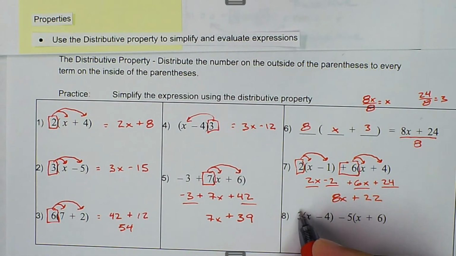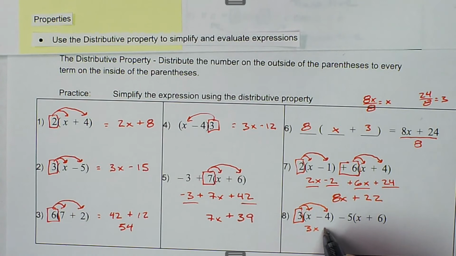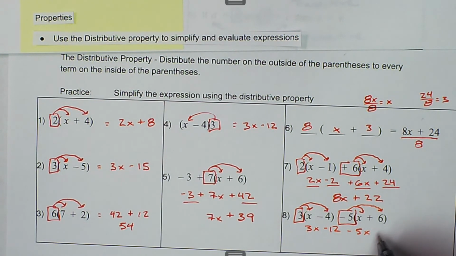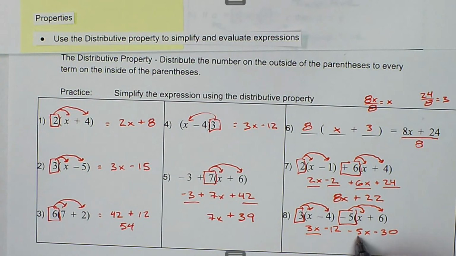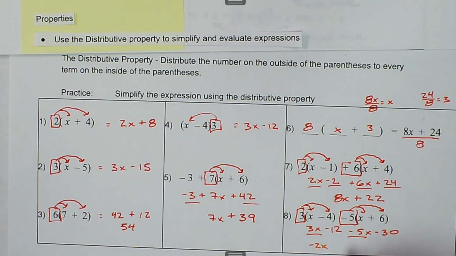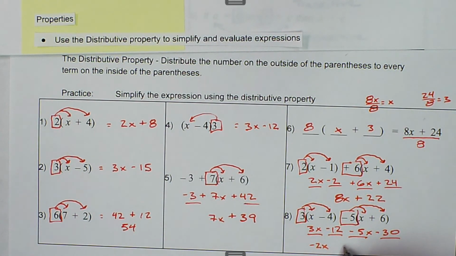And then the last example here, we have 3 times x, which is 3x, and 3 times negative 4, which is negative 12. And then we have negative 5 times x, which is negative 5x, and negative 5 times 6, which is negative 30. And then we have x and negative 3x and negative 5x, which is negative 2x, and negative 12 and negative 30, which is negative 42.